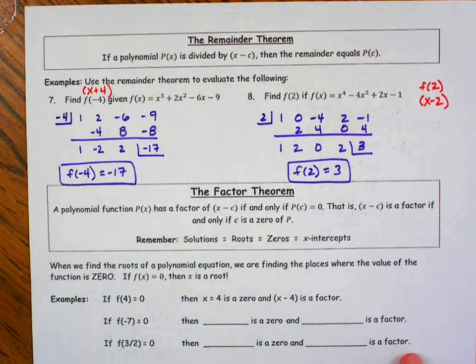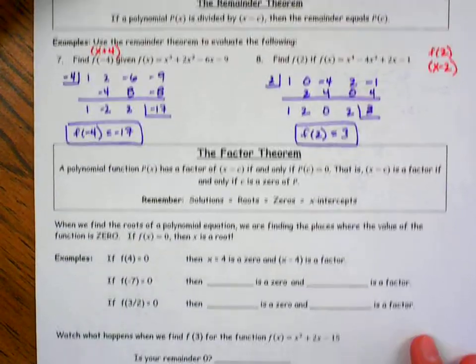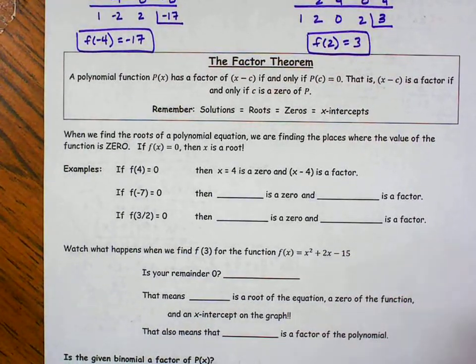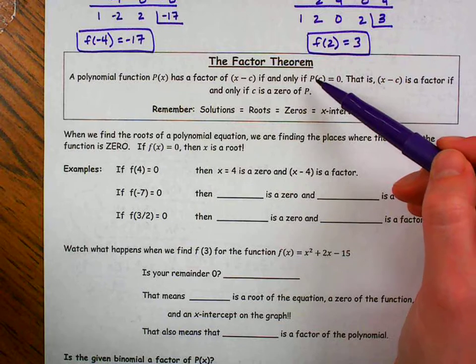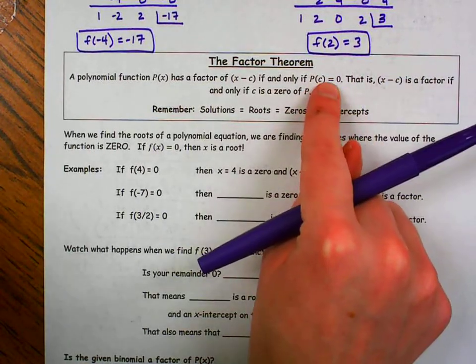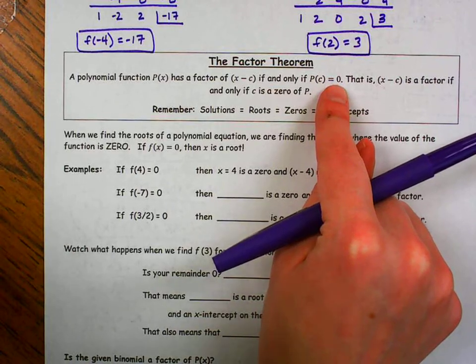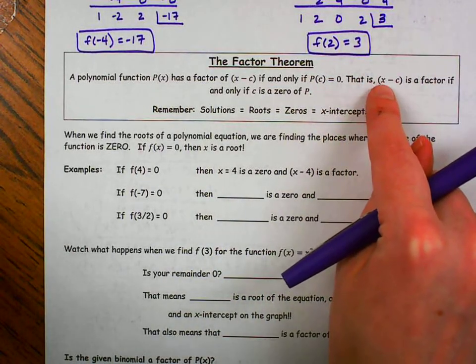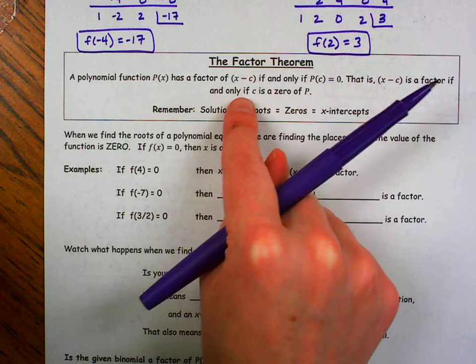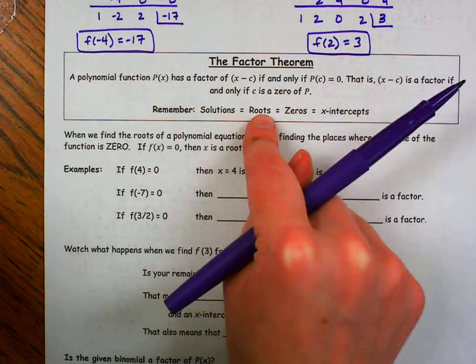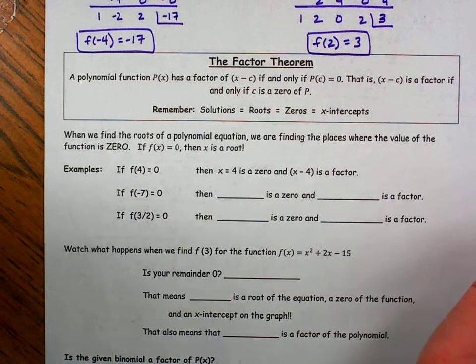The factor theorem says a polynomial function p of x has a factor x minus c if and only if when I evaluate it I get a 0. Well, this is why we call them a zero. We just also learned that means my remainder would be 0. So another way of saying that is x minus c is a factor if and only if c is a zero of p. A quick thing to remember is that solutions, roots, zeros, and x-intercepts are the same thing.